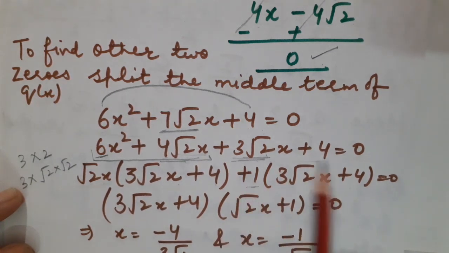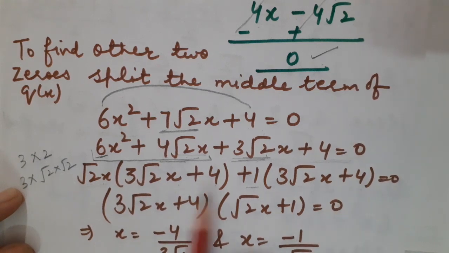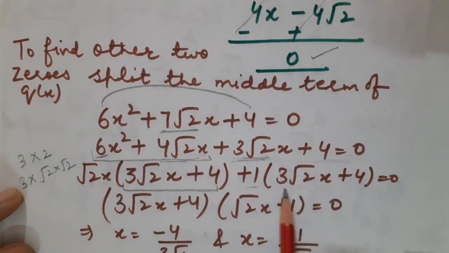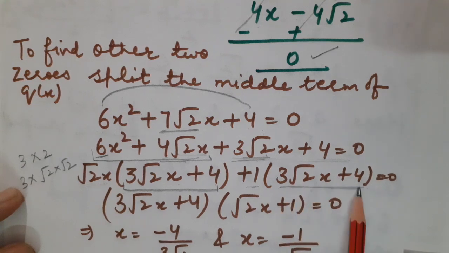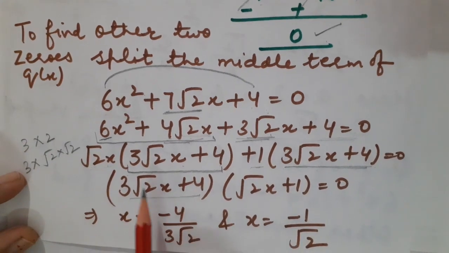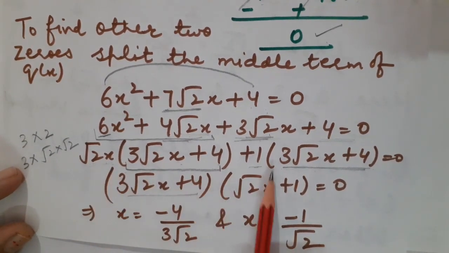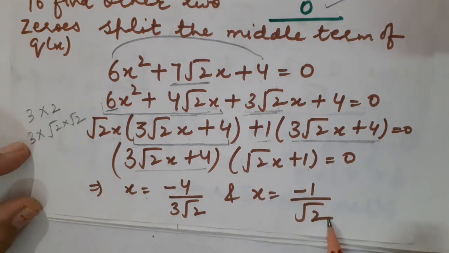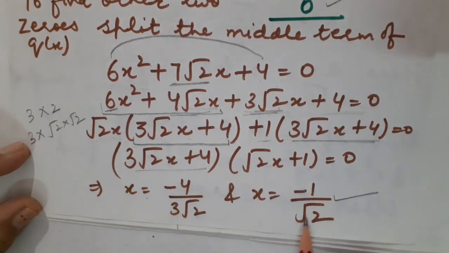Fine, because we don't require to take anything as common, because I want the same term as it is given in the preceding bracket. So the same term I am going to get, that is 3 root 2x plus 4. Now 3 root 2x plus 4 will be written once and the other will be root 2x plus 1. So through that I have calculated the value of x, that is minus 4 upon 3 root 2 and minus 1 upon root 2. These are basically the rest of the 2 zeros which we require.